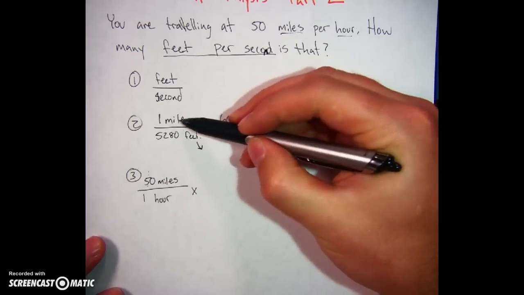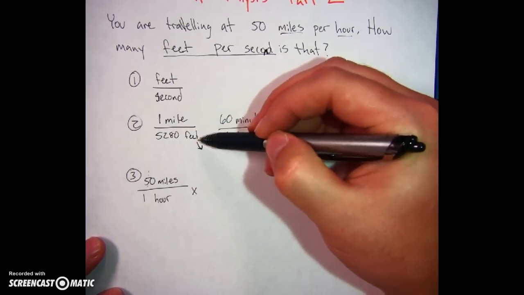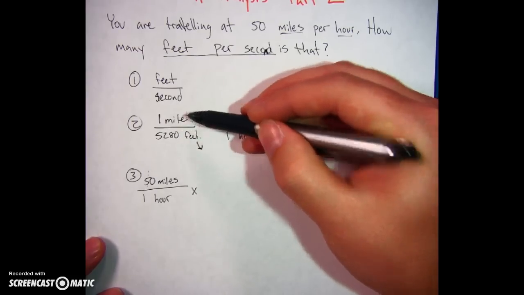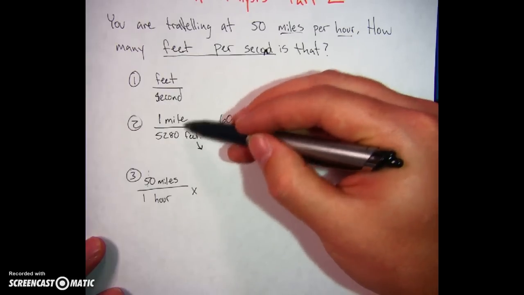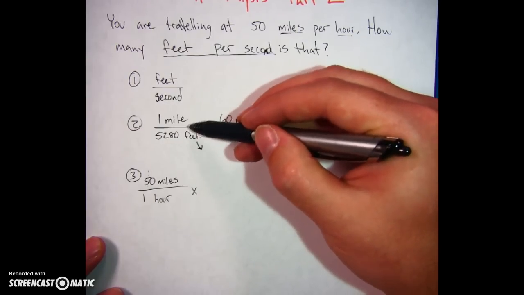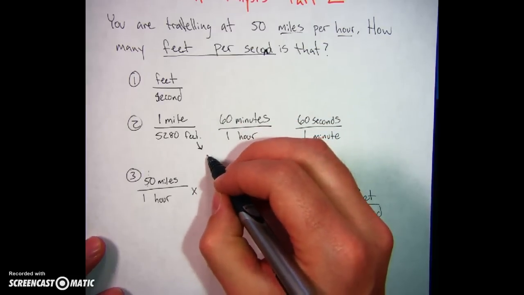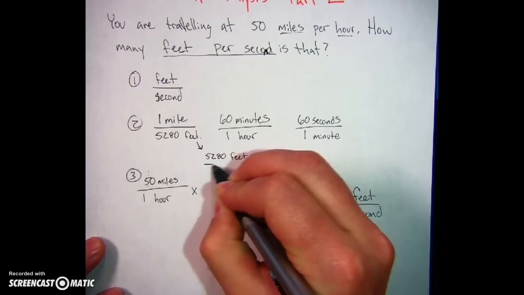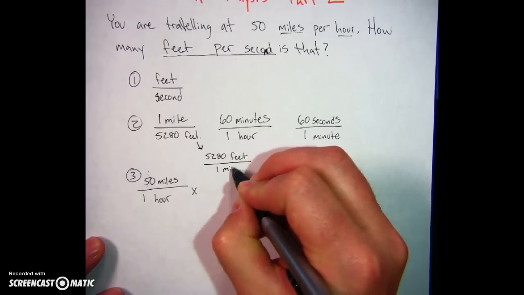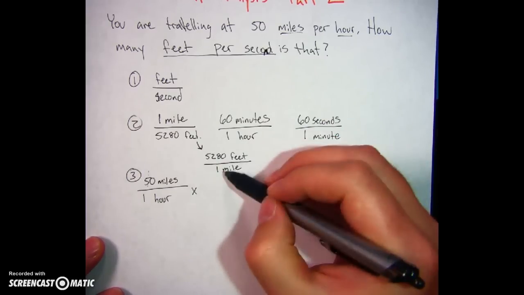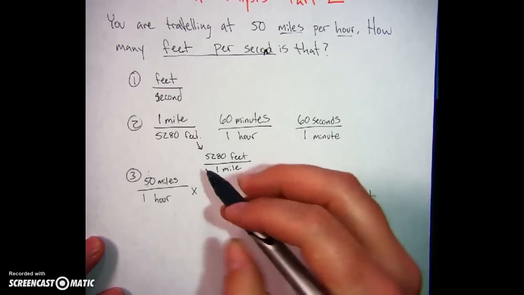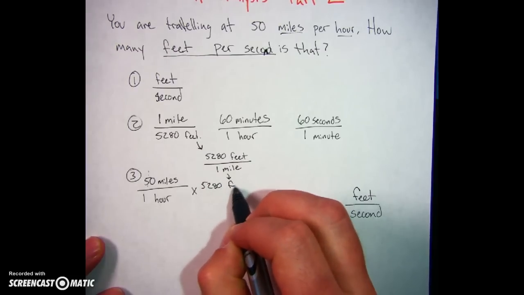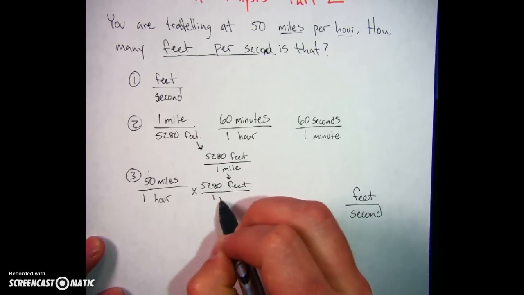If I have 1 mile for every 5,280 feet, that's the exact same as saying every 5,280 feet is 1 mile. So if I flip the top and the bottom, this conversion factor is the same amount. It's saying the exact same thing, just in the other direction. So 5,280 feet is the same as 1 mile, and that's the way that we want it written. We want miles on the bottom so that it'll cancel out. So we're going to move that down here: 5,280 feet for every 1 mile.